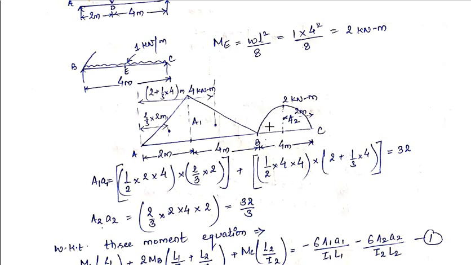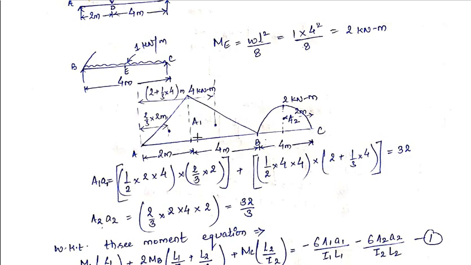Small a1 is the distance of the centroid of the area of the free bending moment diagram of span AB from the support A, and small a2 is the distance of the CG of A2 from the support C. So now we will find out the values of capital A1 into small a1 and capital A2 into small a2.